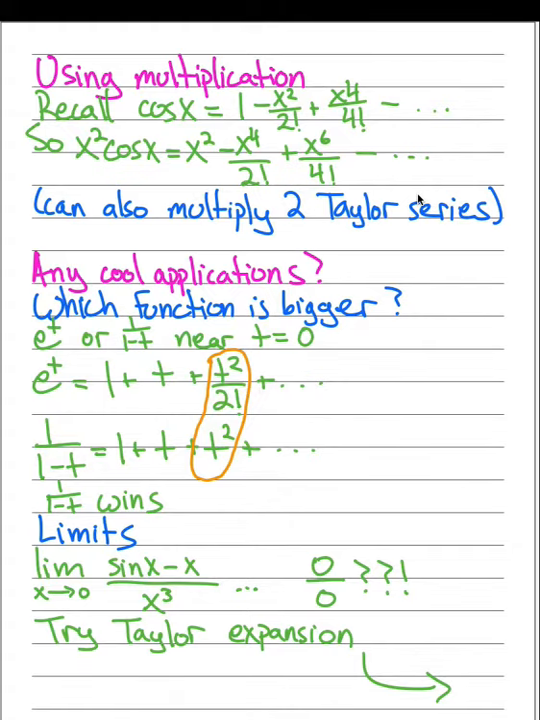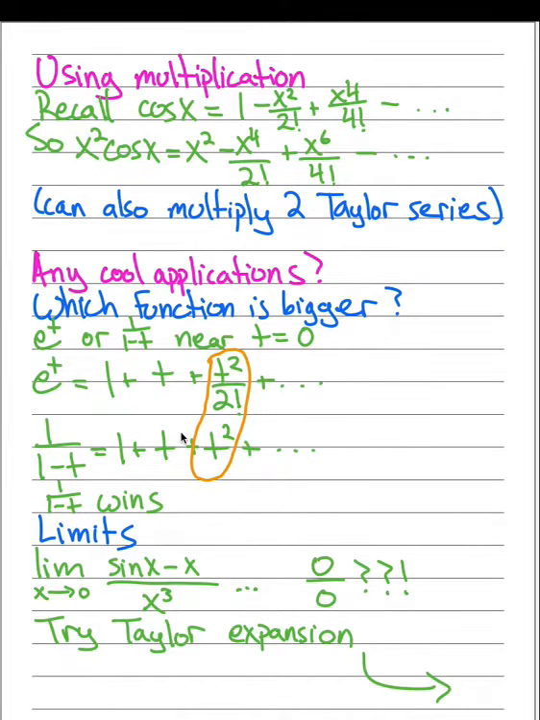I want to show you a few brief, cool applications of Taylor series. There are many, many, many applications. These are just a few. One is to figure out which function is bigger around a point. So let's take e to the t versus 1 over 1 minus t near t equals 0. So we're going to think of t as being very small, since we're looking near t equals 0. And we're going to expand e to the t. The Taylor series turns out to be 1 plus t plus t squared over 2 factorial, and so on. That exponential is one of the ones that it's good to know by heart. 1 over 1 minus t turns out to be 1 plus t plus t squared, and so on.